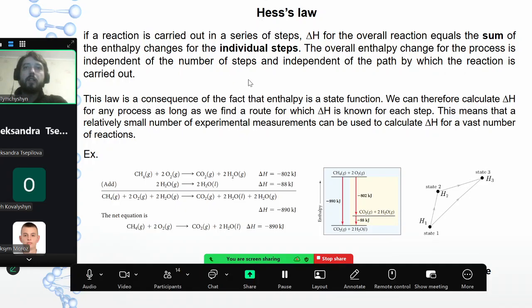So if a reaction is carried out in a series of steps, delta H for the overall reaction equals the sum of the enthalpy changes for the individual steps. So that's why we are so interested in those deltas. We can combine the deltas to get the final delta. The overall enthalpy change for the process is independent of the number of steps and independent of the path. And this law is a consequence of the fact that enthalpy is a state function. So basically, what I've told you.